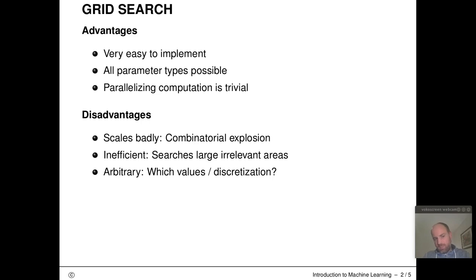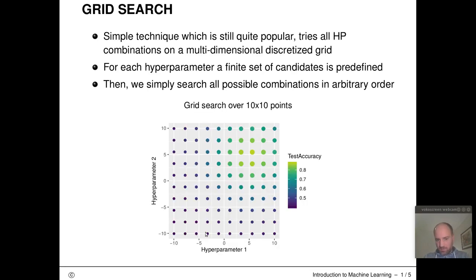And of course, the discretization is also somewhat arbitrary, right? If we use too many discretized values for our hyperparameters, this combinatorial explosion will become worse. If we don't use enough, the discretization will be very coarse, and we are not really guaranteed that the interesting points do not actually lie here in these gaps between the discretized values.